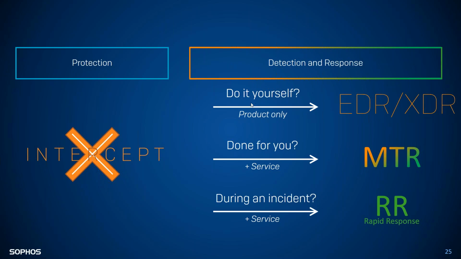So basically it breaks down like this. If you want to do everything I've been showing you yourself, you have the capability of doing that through our EDR product. And with XDR, that just means it gives us the data lakes to store more information. But to do it yourself, that would be EDR. If you want somebody to do this threat hunting and monitoring for you, that is our MTR service.